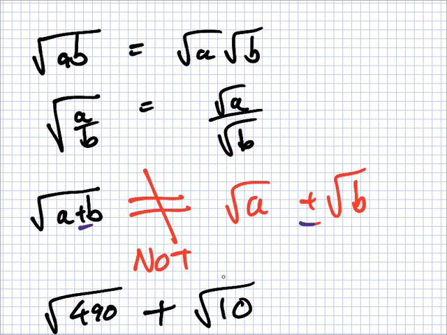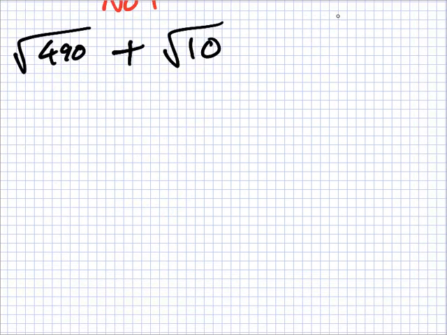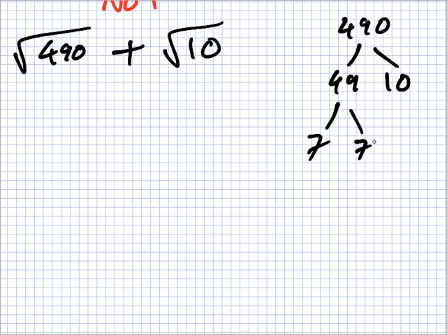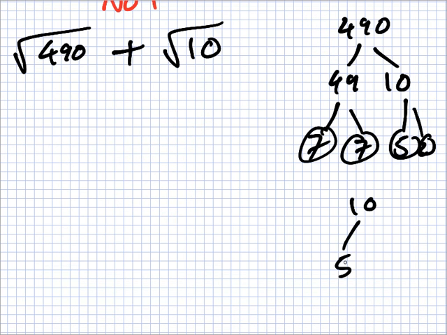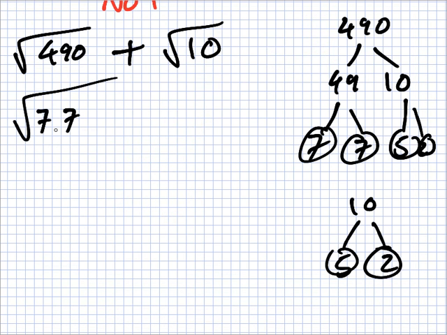Well, let's do what I did in the last example. Let's try and simplify each of them. So 490 is obviously 49 and 10, which is 7, 7, and 10 is 5 and 2. And 10 is also 5 and 2. So this could be root 7 times 7 times 5 times 2, plus root 10 is 5 times 2.